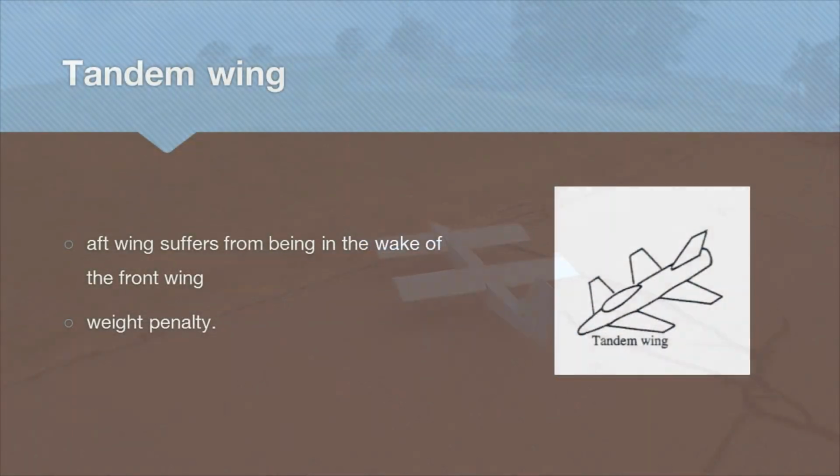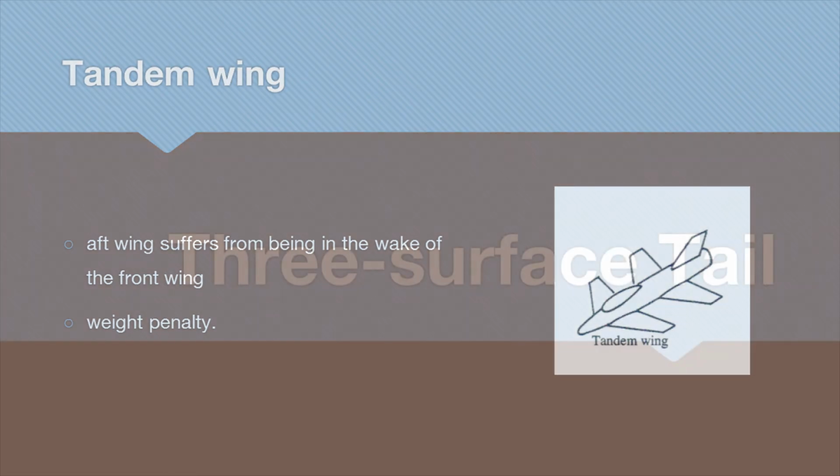A tandem wing can produce more lift. And as the canard tandem wing produces as much lift as the main wing, in this case, the aft wing would be influenced by the wake of the front wing, which is the tandem wing. And this may lead to a weight penalty.